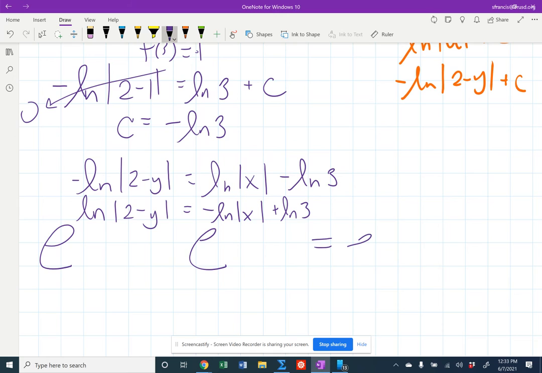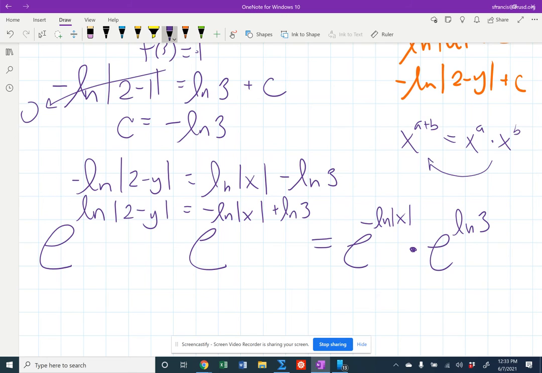This side over here can be separated into this by our log exponent properties. You know, if I have x to the power of a plus b, that's x to the power of a times x to the power of b, okay? So I'm just pulling it apart, okay?